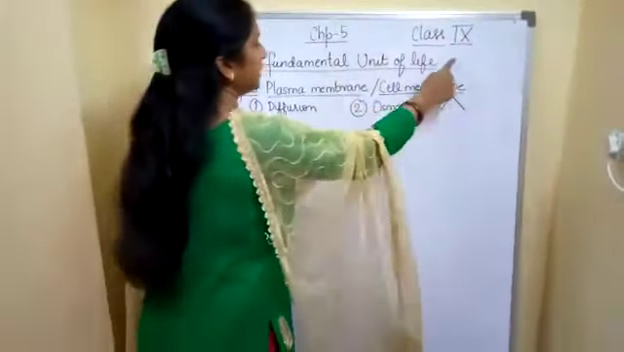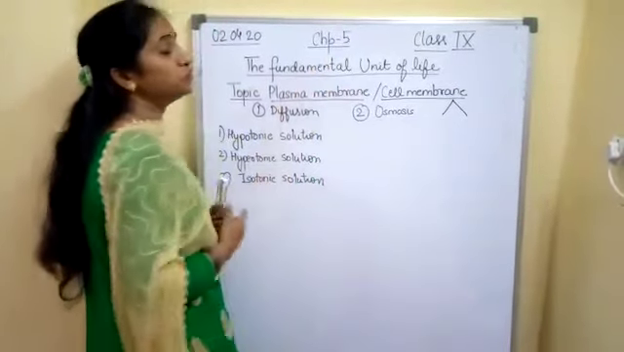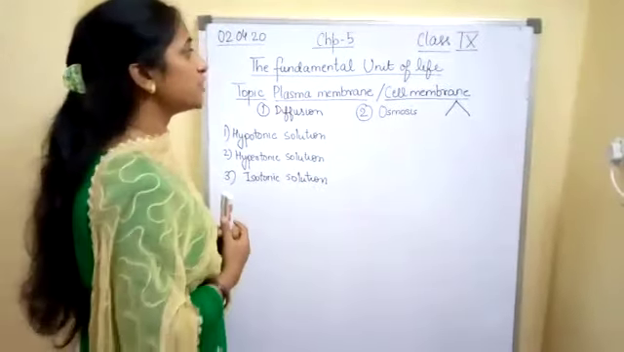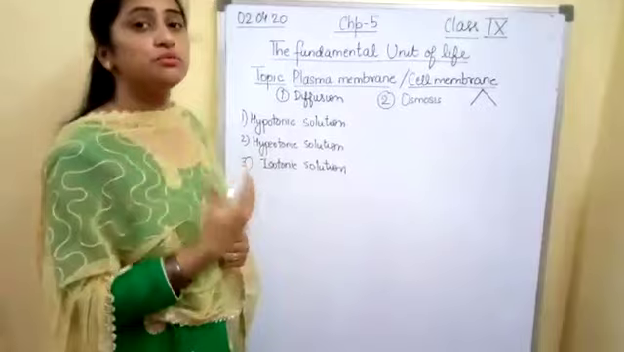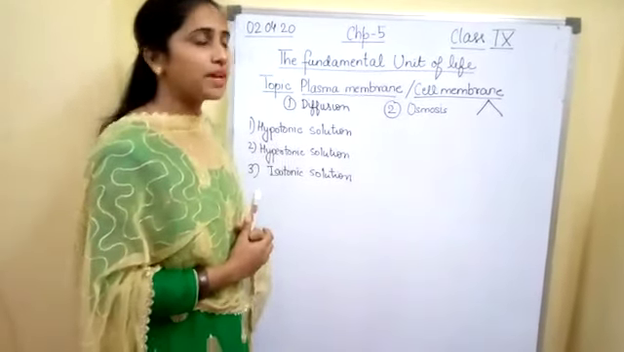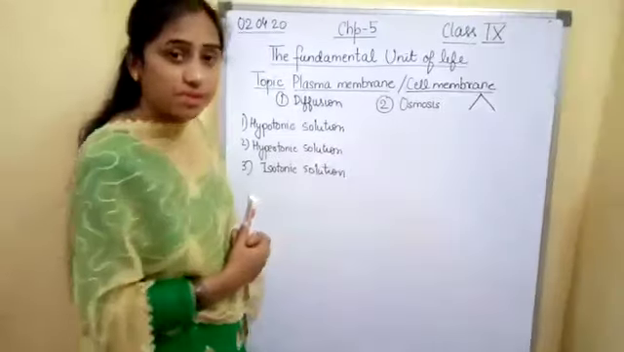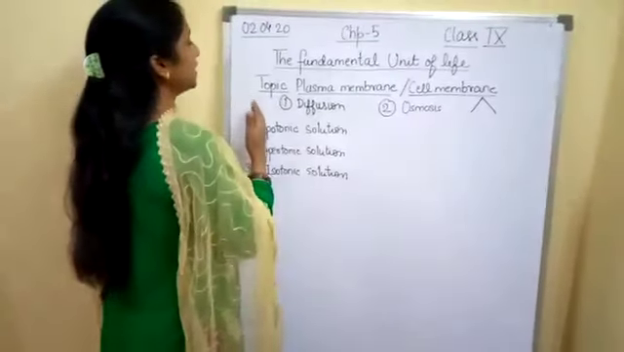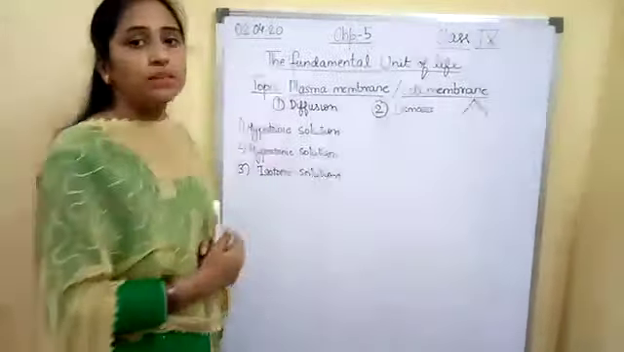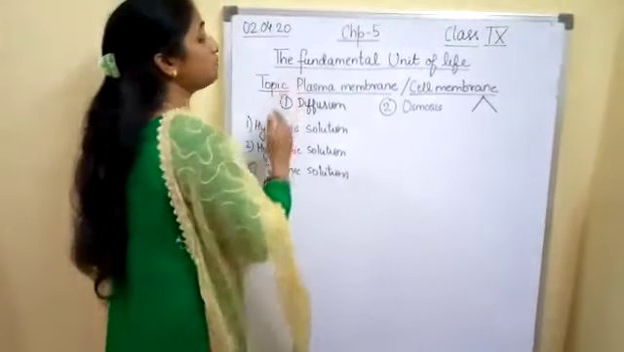I am teaching class 9, chapter number 5, the fundamental unit of life. In the last lecture, we have studied about unicellular organism, multicellular organism. We have studied about prokaryotic cell and eukaryotic cell, the differences between them. Now we will be taking up the topic one by one, the cell organelle. The first part is the plasma membrane.